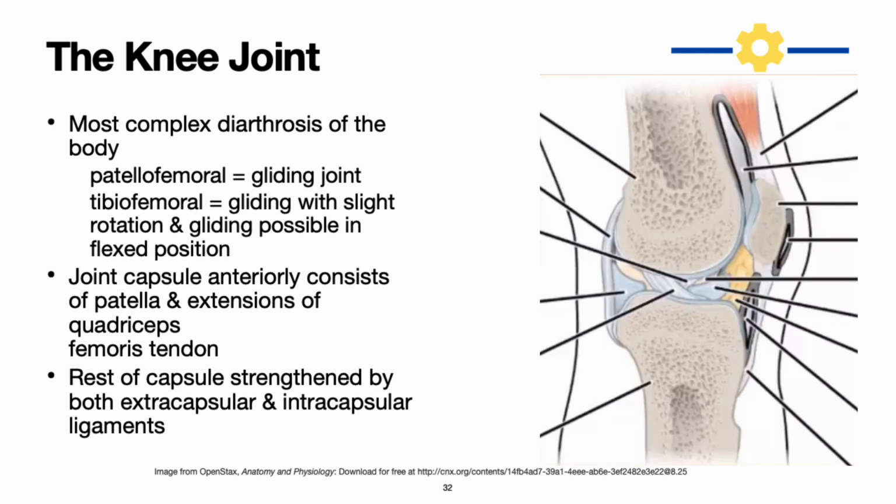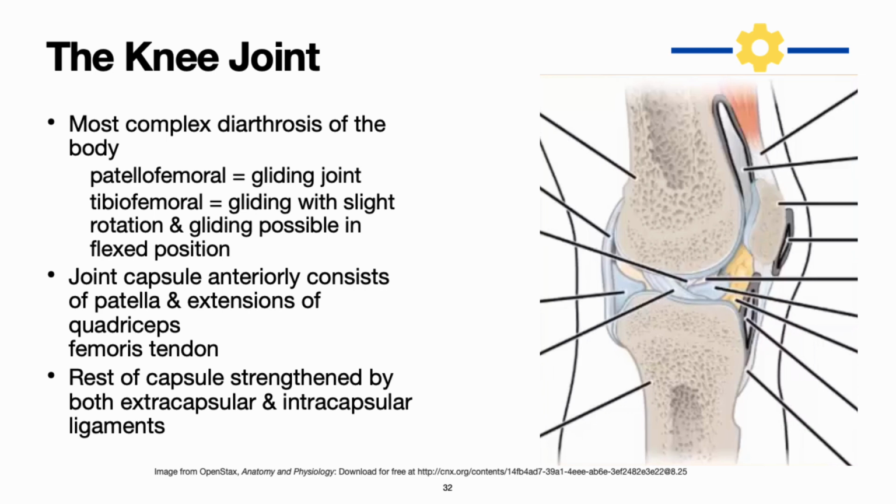But they share a joint capsule, so if one of them is irritated and gets swollen, the whole joint will swell up. The patellofemoral joint is actually a gliding synovial joint, and then the tibiofemoral joint is a hinge joint, but it has some characteristics that make it a modified hinge joint because it does have a bit of rotation in addition to flexion and extension. But we'll spend a good bit of time looking at this joint when we cover the knee complex.